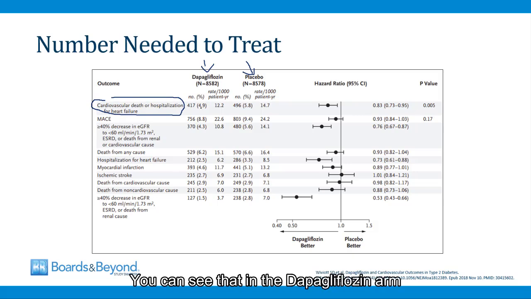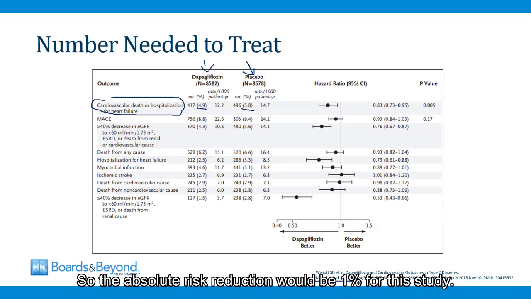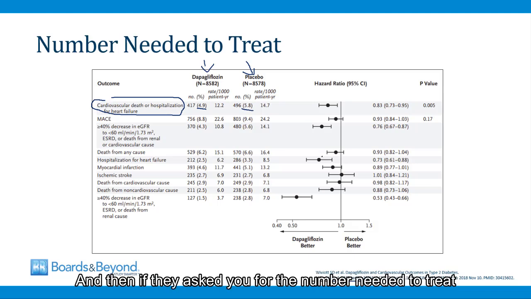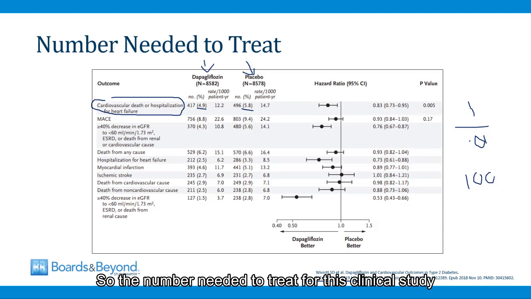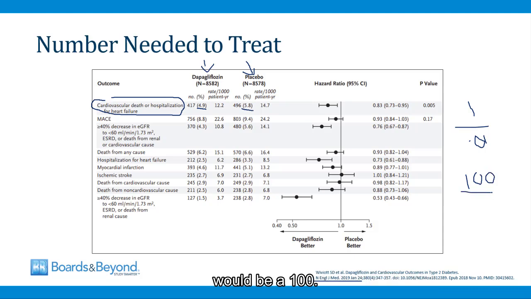You can see that in the dapagliflozin arm, 4.9% of patients had the primary outcome, and in the placebo group, 5.8% of patients had the primary outcome. And so that's a difference of about 1%, so the absolute risk reduction would be 1% for this study. And then if they asked you for the number needed to treat, it would simply be 1 divided by 0.01, and that works out to 100, so the number needed to treat for this clinical study would be 100.